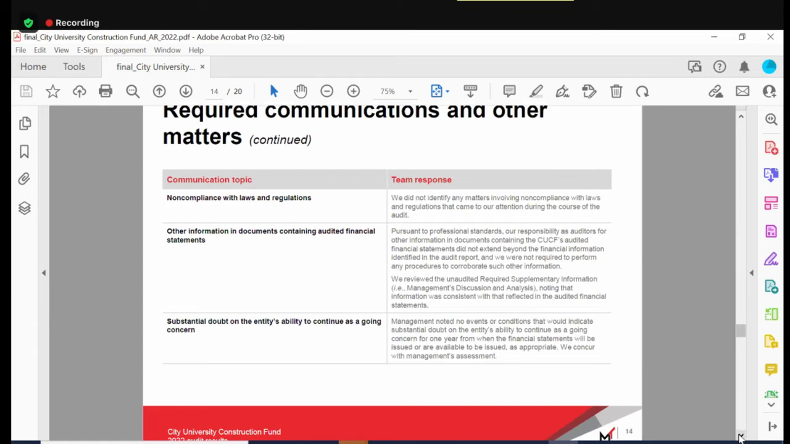We did not identify any laws, non-compliance with laws and regulations. And we did review the unaudited required supplementary information, including the MD&A, that's management discussion and analysis, and we noted that the information there was consistent with what was reflected in the audited financial statements. As a part of every audit, we do look at going concern issues, and we did not have any issues relating to going concern of the entity.